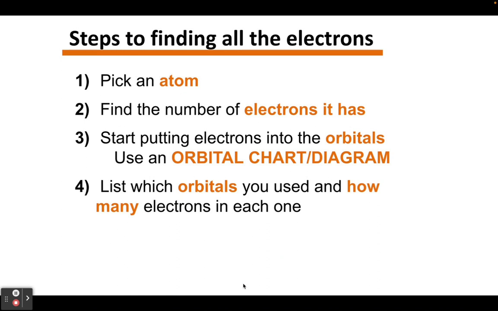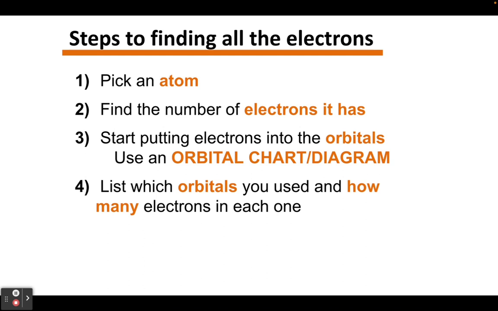So the first thing, when you're filling in your orbital diagram, you pick an atom, first of all. Second, you find the number of electrons it has. If we're assuming neutral atoms, that means the electrons is equal to the number of protons, and the protons is determined by your atomic number that's on the periodic table. Then you start putting electrons into the orbitals, and you use the orbital chart diagram to help you do that. So you put the electrons into your orbital diagram.